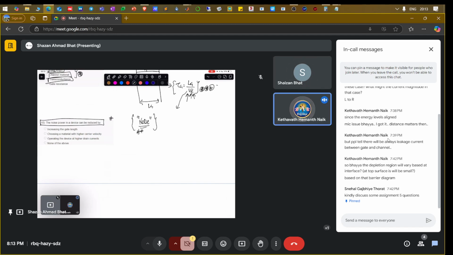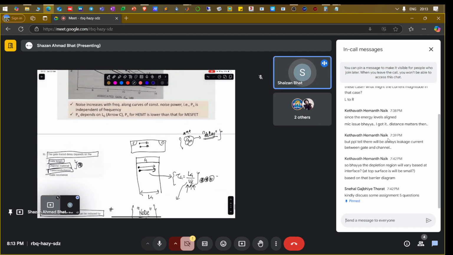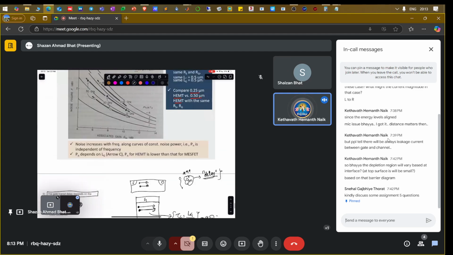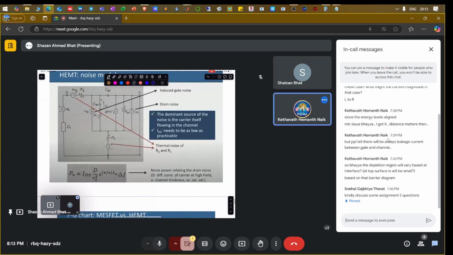Okay, I had a doubt that you wrote at the top that the carrier itself can act as noise. Where have I written that carrier can act itself as a noise? It can, but I have not written it anywhere. Oh, sorry, it's in the picture actually. Noise model. Yeah, this one. The dominant source of the noise is the carrier itself.